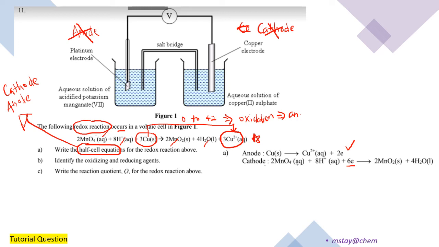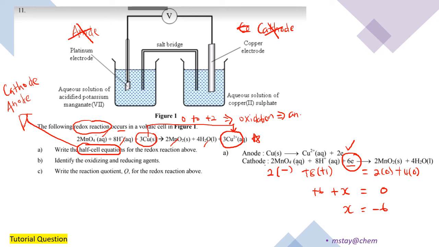So MnO4- has the oxidation number -1. So 2 times -1 plus 8 times positive 1, and then equals 2 times 0 plus 4 times 0. So we basically know that positive 6 is more positive. So we will balance the charge by adding electrons at the more positive side. So it means that x equals -6. So this is why here we have 6 mol of electrons.